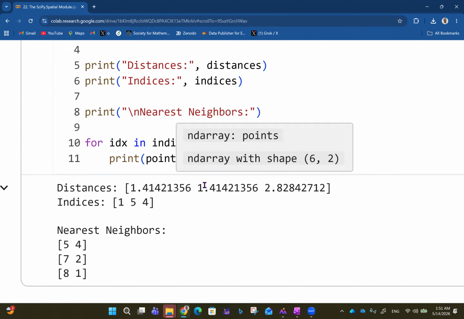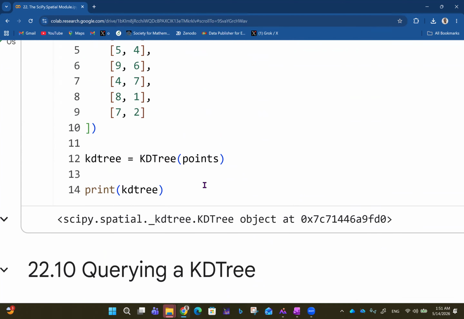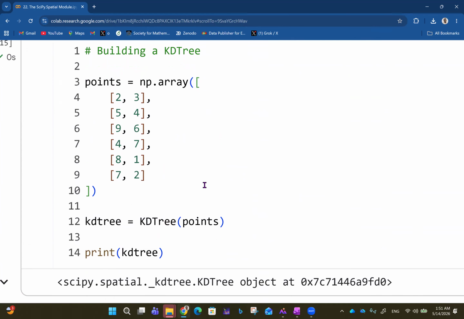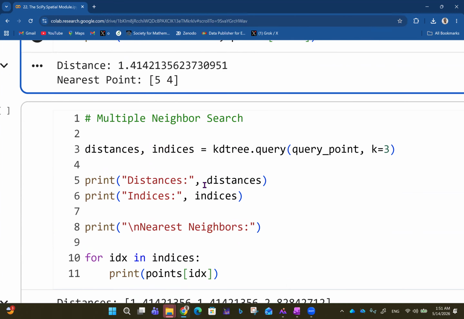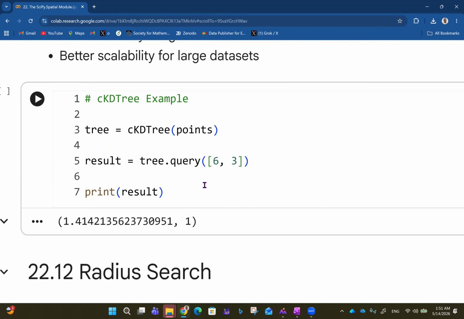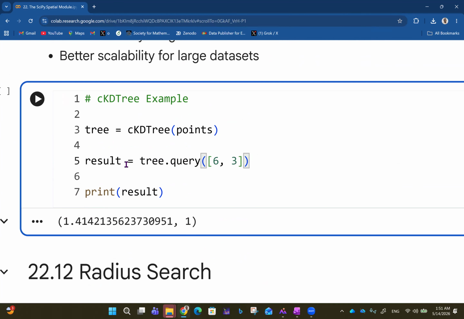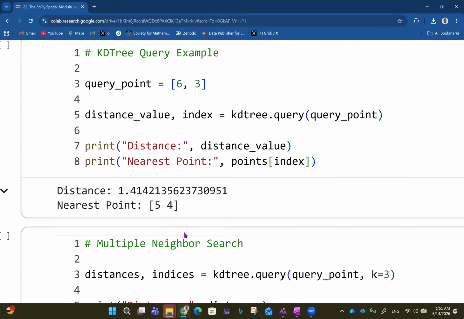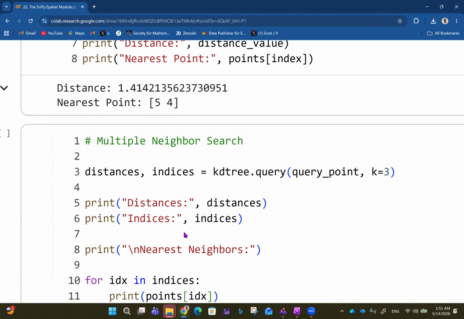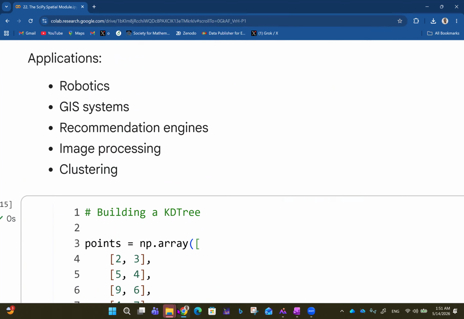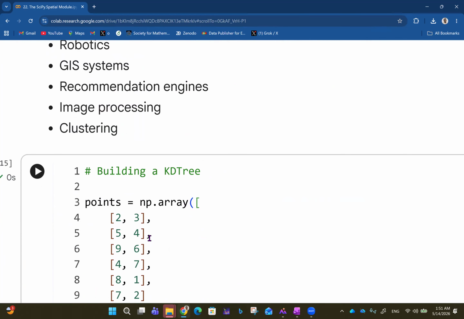So it's the same points we have here, right? So you see the points: 2, 3, 5, 4, 9, 6, 4, 7, 8, 1, 7, 2. Same for that. And then you now have the result, tree.query 6, 3. So from 6, 3, you want to find the nearest distance still. So you have that as 1.414, and it tells you that's the first point right there. Okay, yeah, that's actually 5, 4 right there.